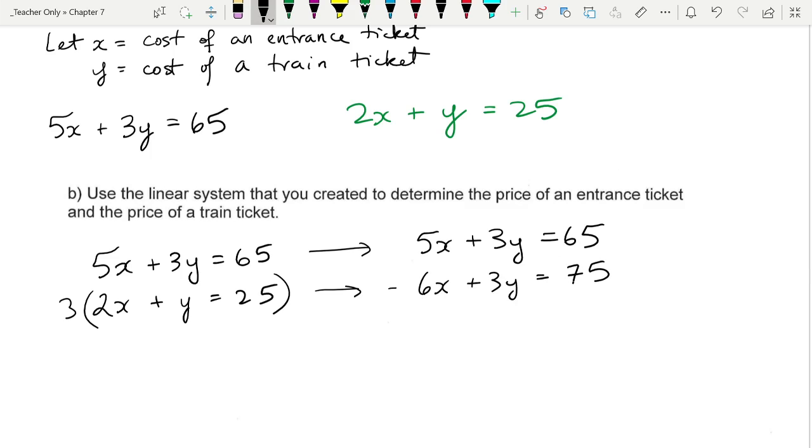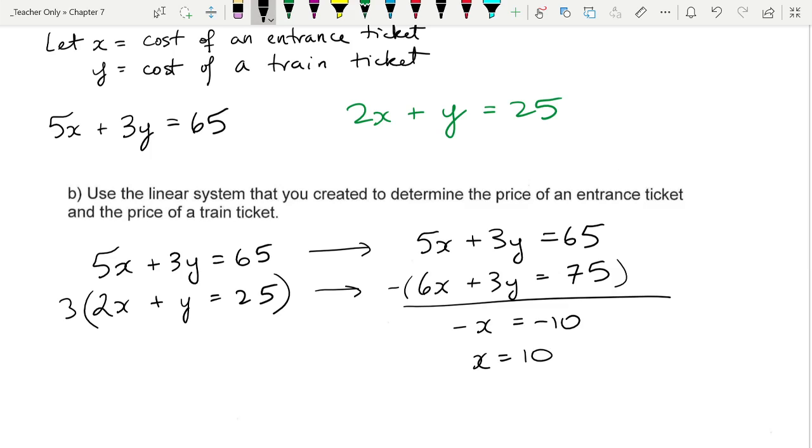And then I'm going to minus the first equation and the second equation so that it eliminates my 3y. 5x's minus 6x's is negative 1x's. 65 minus 75 is negative 10. Divide both sides of the equation by negative 1. And there we go. We have 10.